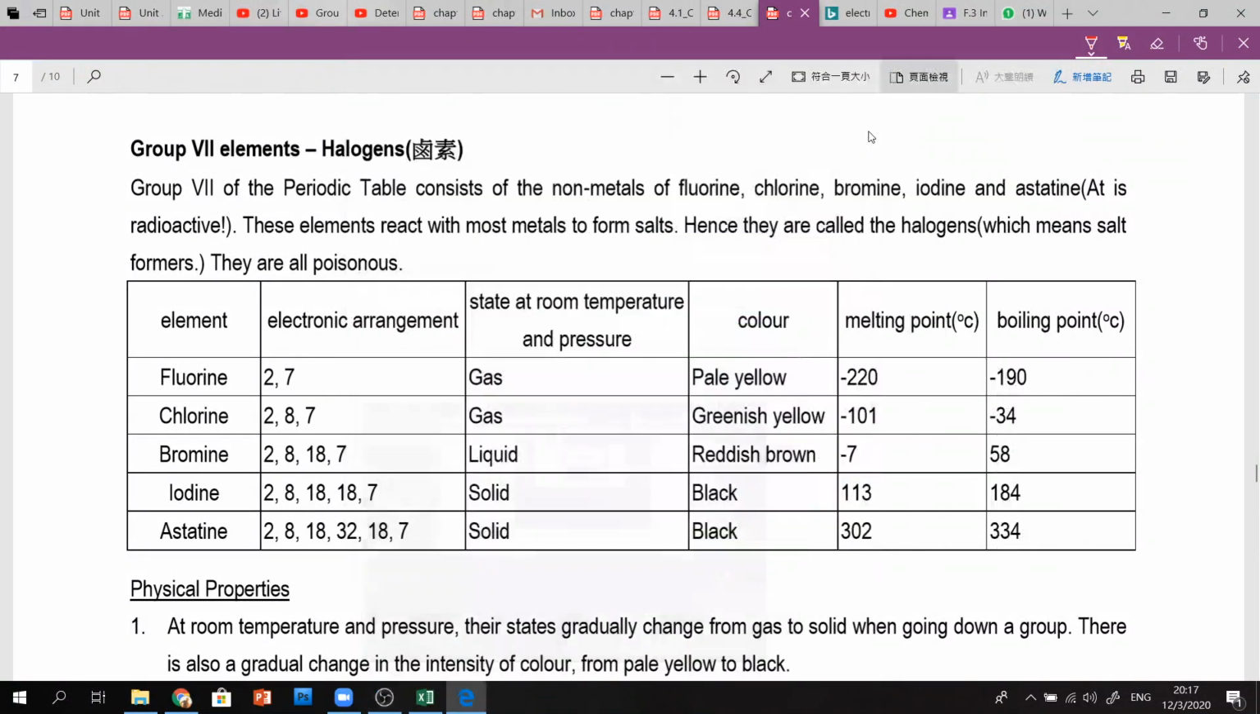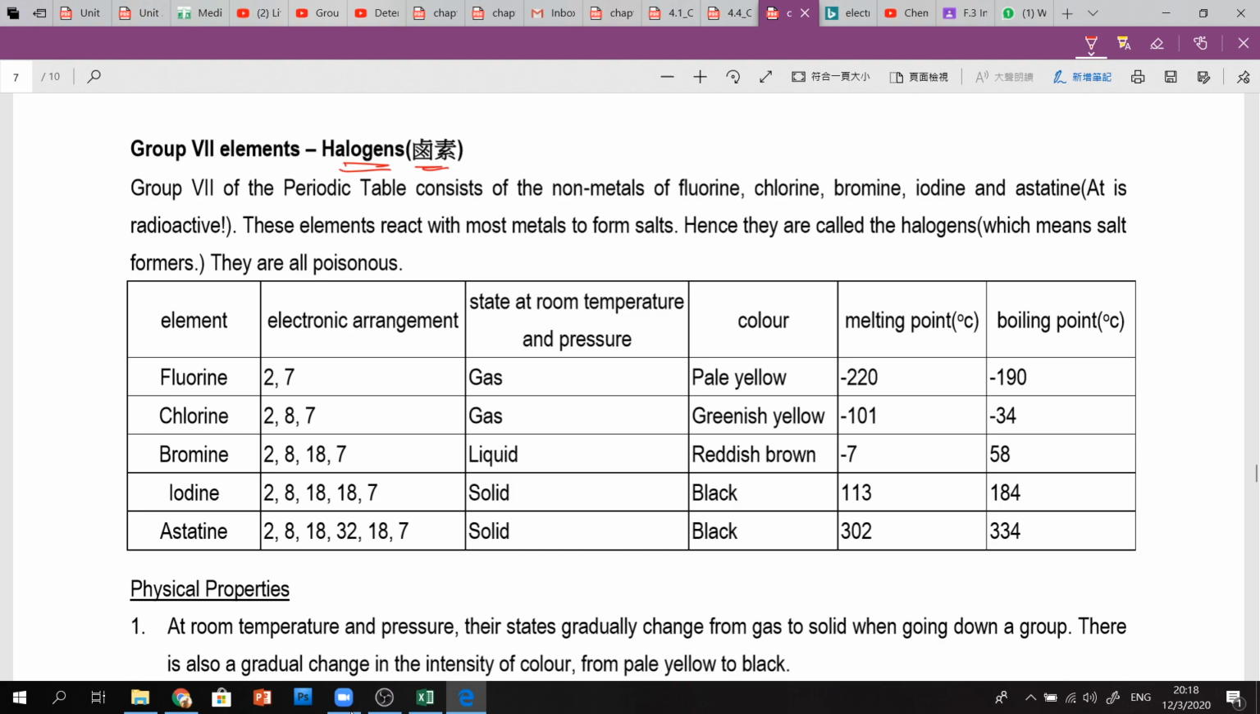Alright, hello everyone, this is the video about another two groups. The first is group 7, the halogens, and group 0, the noble gases. For group 7 elements, we call them halogens.